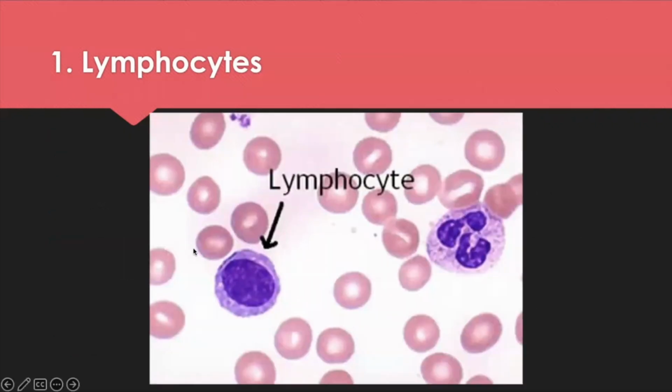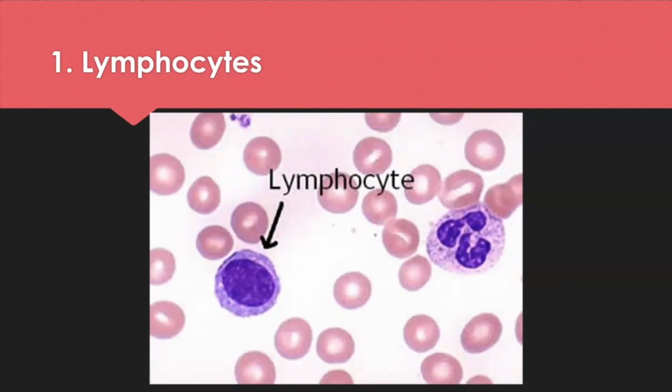So this is a lymphocyte. As you can see, they're always rounded. They have a really large nucleus, as you can see there. A little bit of cytoplasm, and that is, of course, because of the large nucleus. They produce antibodies and antitoxins.